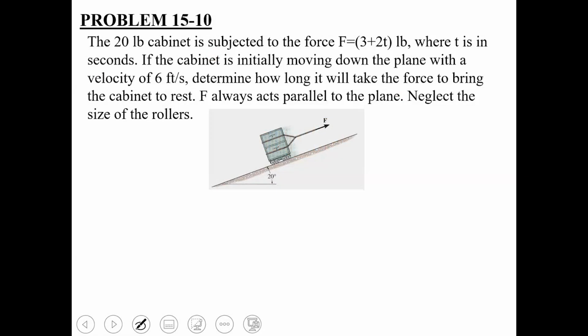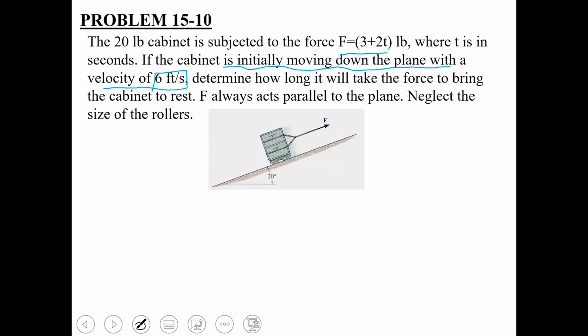Okay, now in this problem we have a particle, which is this cabinet having a weight of 20 pounds, and this cabinet is subjected to a force of F equal to 3 plus 2t pounds, यानी एक variable force act कर रही है इस cabinet पे up that incline as shown to you in the figure. If this cabinet is initially moving down the plane with a velocity of 6 feet per second.